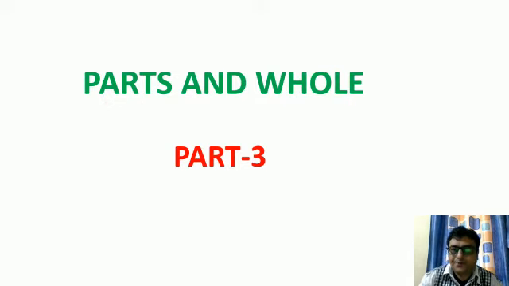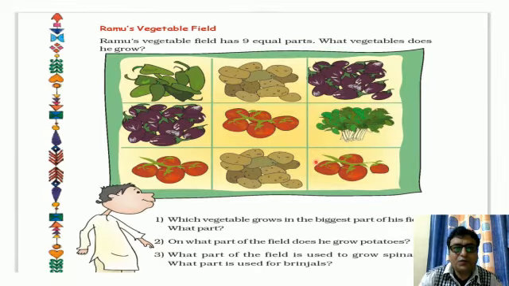So let us start. Today we are going to complete the exercise which is given on page number 58 of your textbook. Ramu's vegetable field. Ramu's vegetable field has 9 equal parts. What vegetables does he grow? So you can see clearly that there are 9 equal parts of the field, and the vegetables grown there are brinjal, chili, potatoes, tomatoes, spinach.